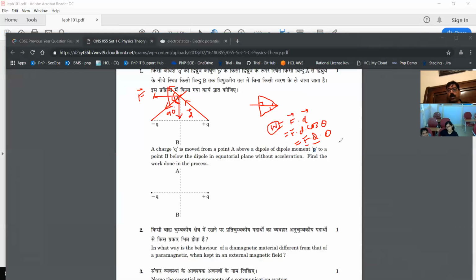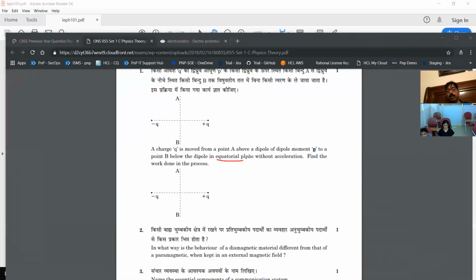Right? Now all this is so much of concept, but from now on you can remember one simple fact: if you have a problem like this, if the charge is asked to be moved in an equatorial plane, this is a keyword you will have to remember. A charge q is moved from point A above a dipole of dipole moment 2p to a point B below the dipole in equatorial plane. Now this is the keyword. If the movement is happening in the equatorial plane, the angle between the resultant force, because of these attractive and repulsive forces, and the displacement, the direction of movement, are perpendicular to each other.